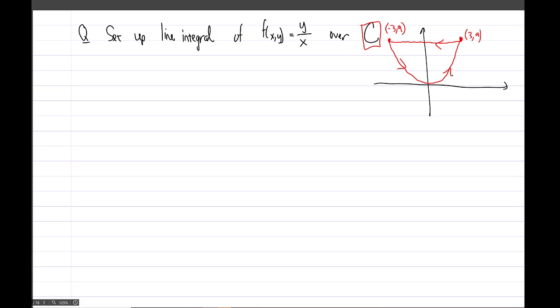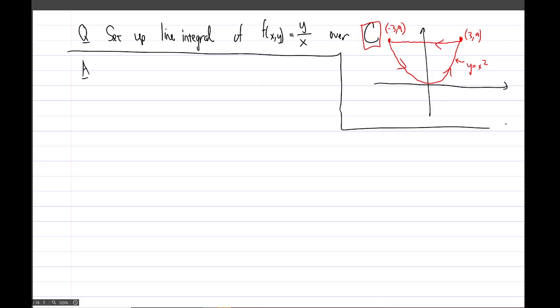Okay. So what we have here, just for clarity, is that this part is part of the parabola y equals x squared. So that's where the 3 comma 9 and negative 3 comma 9 come from. Here's the thing: to answer the question here, we are going to need to split things up into 2 separate curves. So there's a curve C1. Let's say that that's the parabola part.